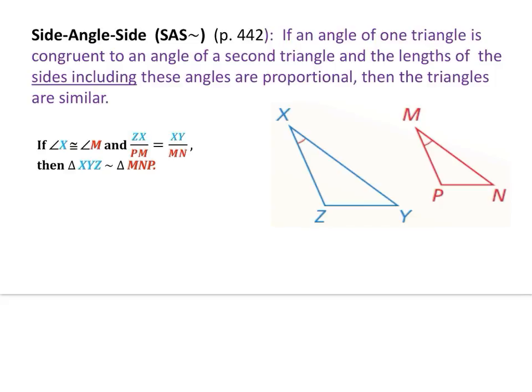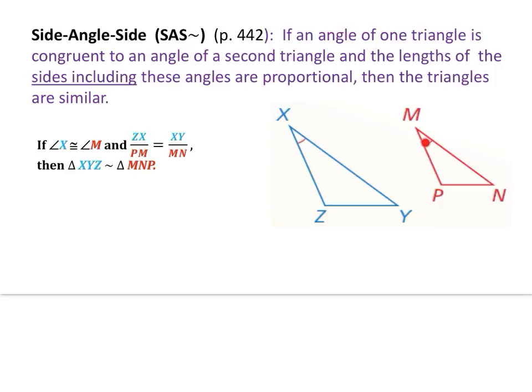Super important. So what we're stating here is, for this particular diagram, we have angle X and angle M marked as the congruent angles. So that means that the sides where the included angle occurs are the ones that must be proportional. So this angle is included between XZ and side XY. So these are the two sides that we must use in our proportion.